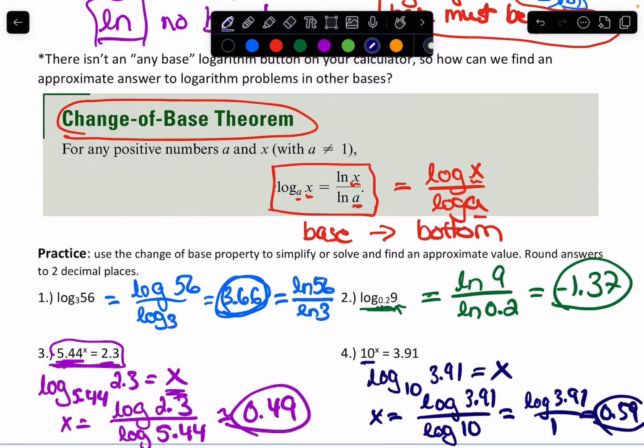Now, could we have just plugged this in the calculator? Yes, we could have. Notice that the base is 10, so this is already in the common log form. So we really didn't need the change of base here. All we needed to do was to plug that in the calculator.